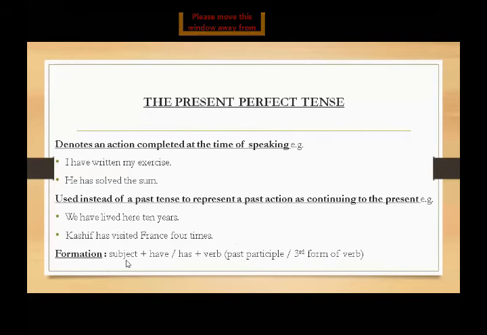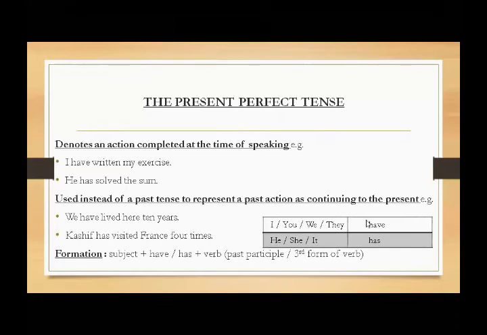Formation is subject plus has or have, depending on the subject, plus verb past participle, meaning the third form of the verb. So let's see where we have to use has or have. With I, you, we or they, we have to use have. With he, she or it, we have to use has. With plural nouns, we have to use have.